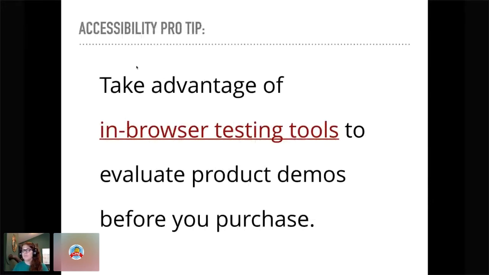If you are buying a third-party product, let's say you're buying a theme or a forms plugin or something like that, where there's lots of front-end markup and you're not really sure if it's accessible before you buy it, a pro tip is to take advantage of in-browser testing tools to evaluate product demos before you buy them. There are lots of in-browser testing tools, lots of Chrome extensions, lots of Firefox stuff. There's Google Lighthouse that you can run in the developer tools window. There's Axe, there's WebAIM. Most of the automated testing tools have browser versions.